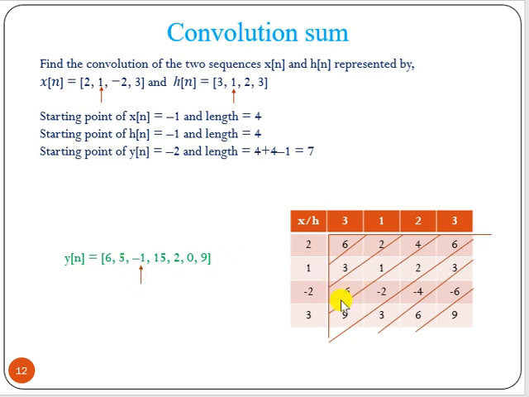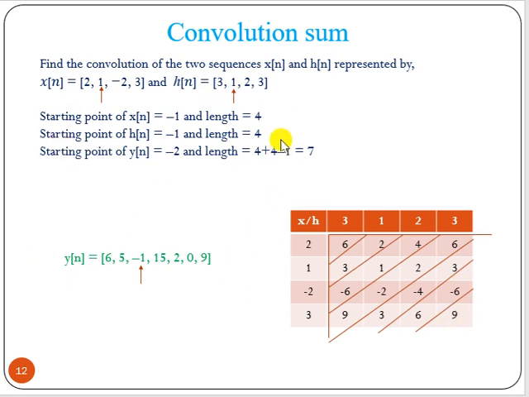Then for the next we can see these three values are diagonally connected, so that will be 5 minus 6 minus 1. Then you can see these four values are diagonally connected, so you will get the value 15. Then these three values, two values, and the last one value. So you get these values.